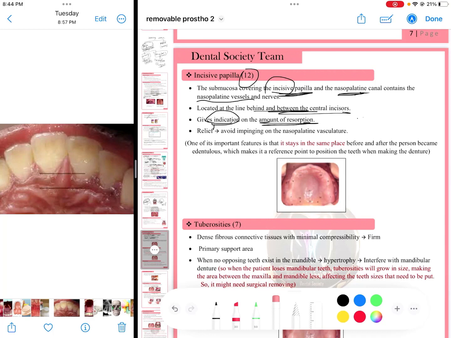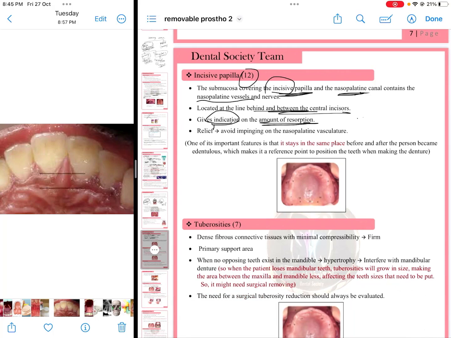Here you can see the importance of knowing these landmarks, because when we want to place the teeth back, it acts as a reference point. It gives us the marks of where to place the teeth. The incisive papilla comes between the two central incisors, behind them, and the space between them is constant. Even if resorption happens, the incisive papilla won't resorb, so it acts like a reference point.